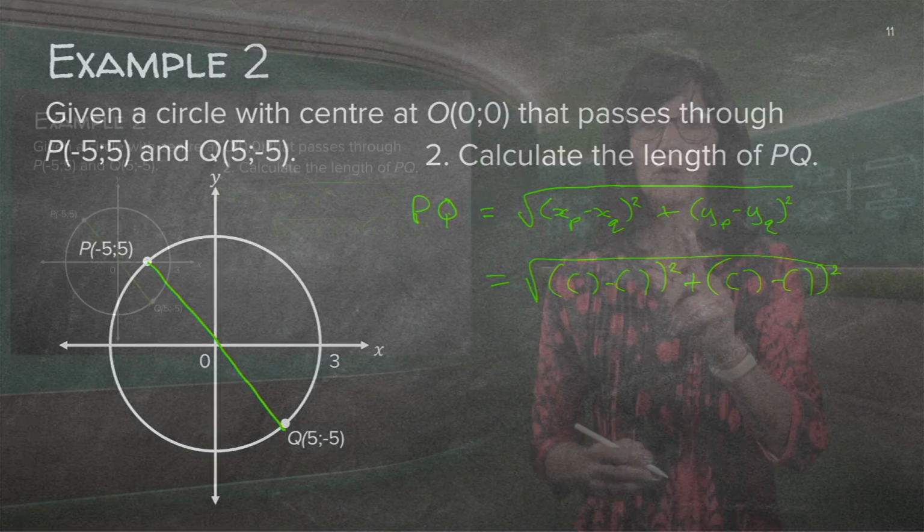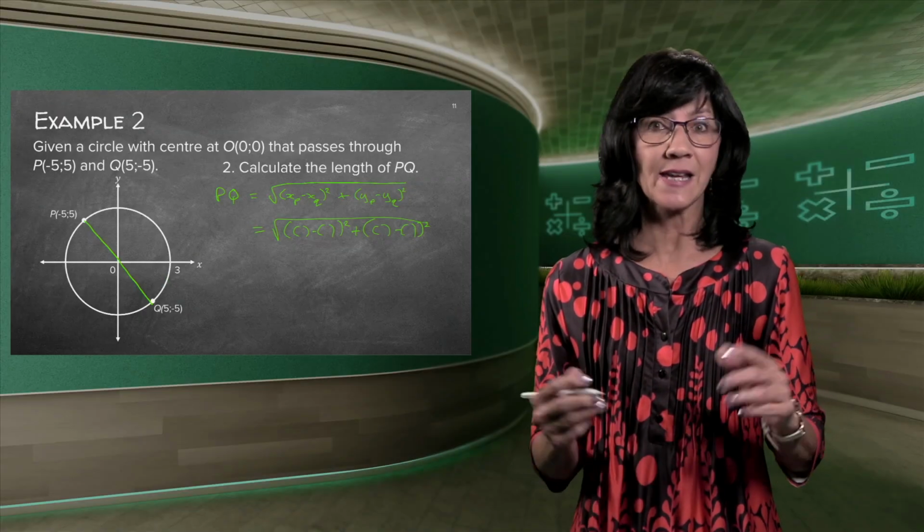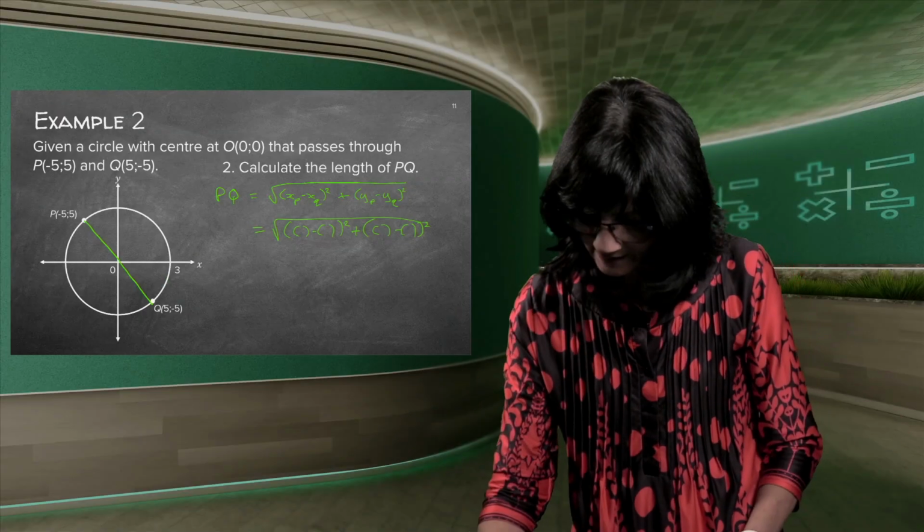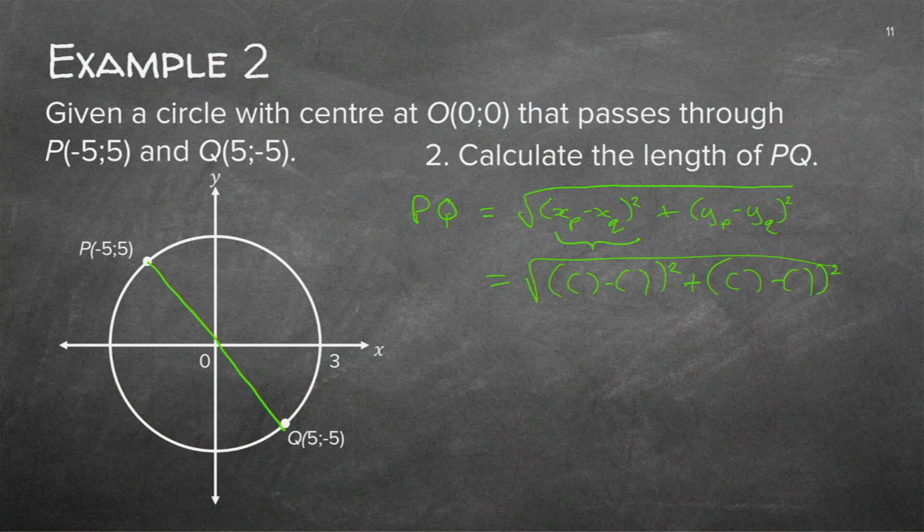Just before I carry on, you do remember the distance formula? It's actually Pythagoras' theorem. It's x squared plus y squared. But because I now want the distance, I don't want PQ squared, I just want PQ, so I square rooted it. That was where your distance formula came from. So now I must just fill in.